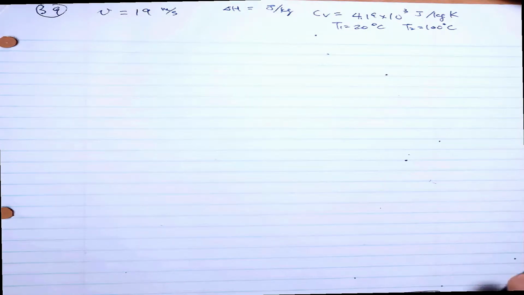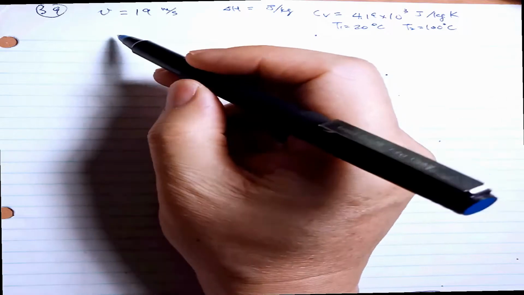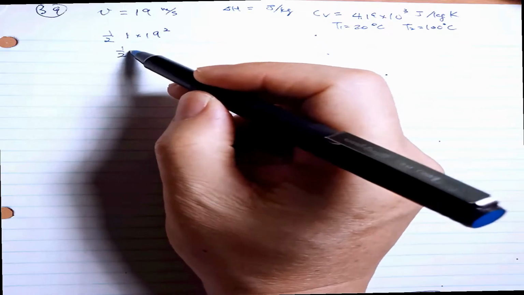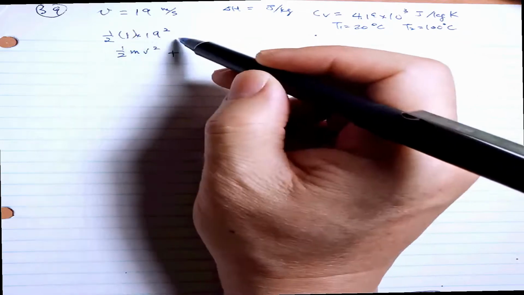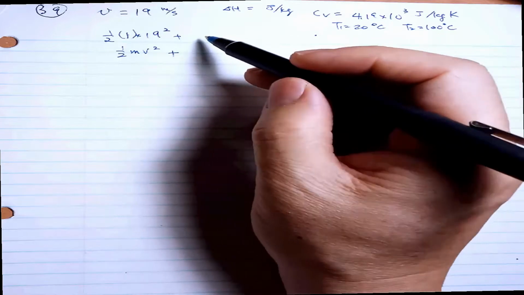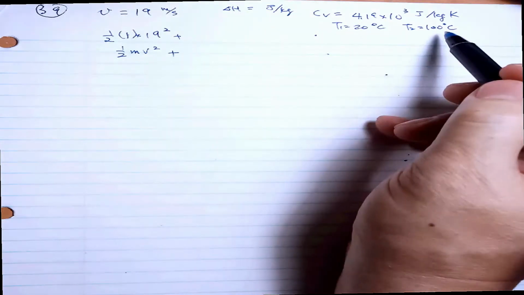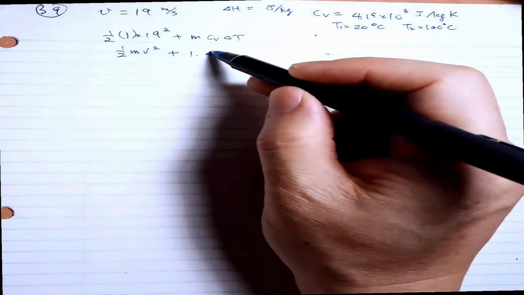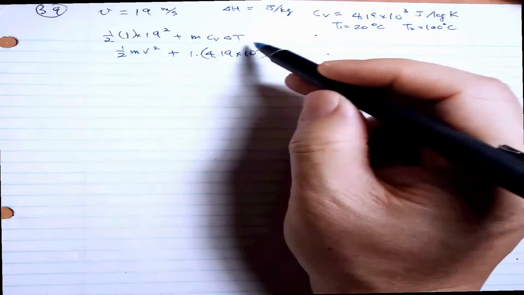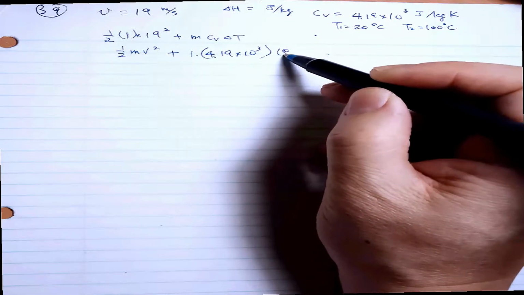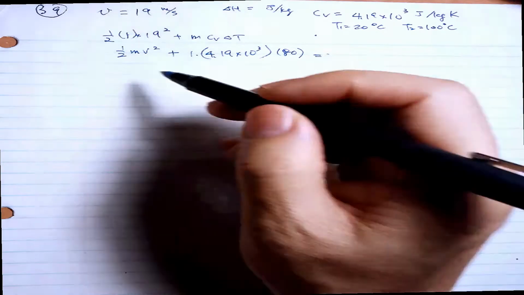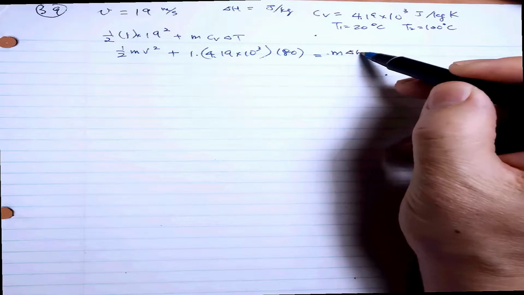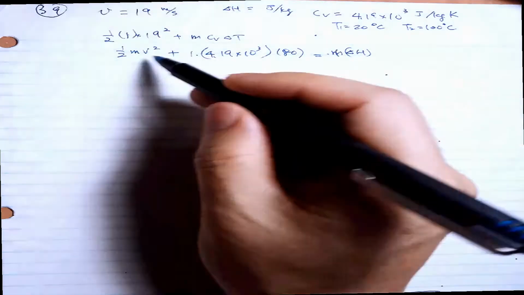If I assume the chemicals coming out is 1 kilogram, the kinetic energy will be 1/2 mv squared, 1 kilogram times 19 squared over 2. You add that to the heat that raised the temperature from 20 to 100, which is m Cv delta T: 1 kilogram, Cv of 4.19 times 10 to the 3, change in temperature 100 minus 20, which is 80. All that has to come from the reaction heat of 1 kilogram, let's say delta H. If I assume it's 1 kilogram, then delta H is simply the sum of these numbers.